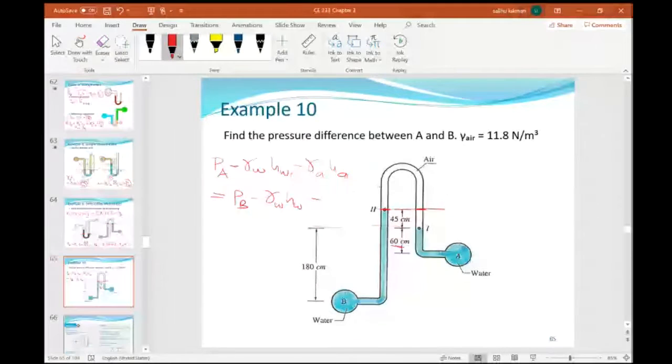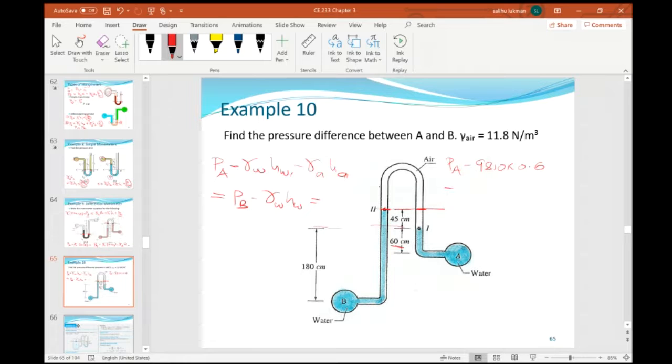So when substituting, it will be 180 plus 45, which is 225 centimeter. So let's substitute values. PA unknown minus the unit weight of water. Unit weight of water is density times gravity, which is 9810. The height of water here is 60 centimeter, in meters is going to be 0.6.